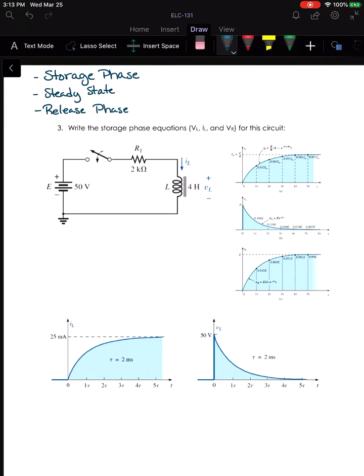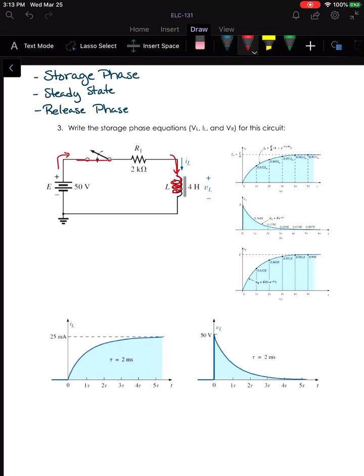So we're going to focus on the storage phase, and I'm going to describe a little bit about what's going on. When we close this switch, immediately this voltage source is going to try to establish current in the circuit. However, remember what's going on with this inductor is once there's current and that current starts flowing through the coil, it creates this growing magnetic field around the coil.